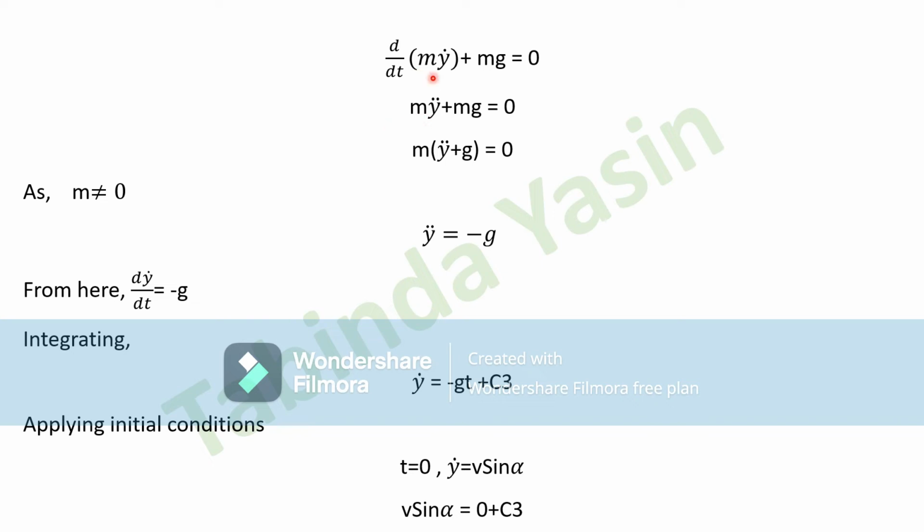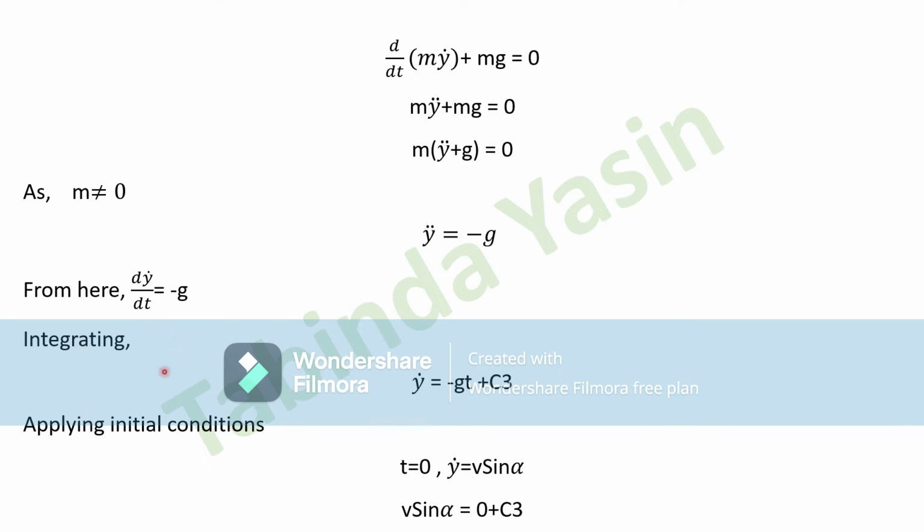That gives m y double dot, as y dot is differentiable with respect to t, so we get m y double dot plus mg is equal to 0, taking the mass constant out of the bracket. So m into y double dot plus g is equal to 0. As we know that mass cannot be 0, the coefficient of m is equal to 0. So y double dot plus g is equal to 0 gives y double dot is equal to minus g. As y double dot is equal to d y dot over dt, that will come d y dot over dt is equal to minus g.